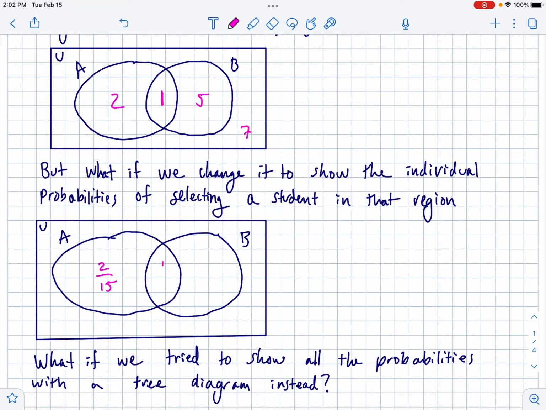That just art would be 2 out of 15. Art and bio would be 1 out of 15. Just bio would be 5 out of 15. And then the neither art nor bio would be 7 out of 15.